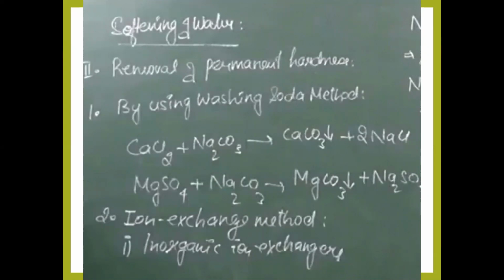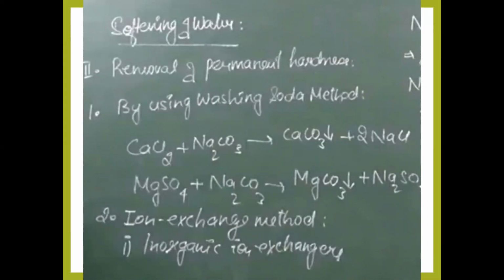You can see in the reaction that calcium carbonate and magnesium carbonate both settle down in the form of precipitates, and we can filter these impurities. The other products you can see here are sodium salts, that is sodium chloride and sodium sulfate. Sodium chloride and sodium sulfate do not cause any kind of hardness in the water. The hardness is due to the presence of calcium and magnesium salts, and that can be easily removed by adding washing soda. So this is the first method by which we can make the water soft.